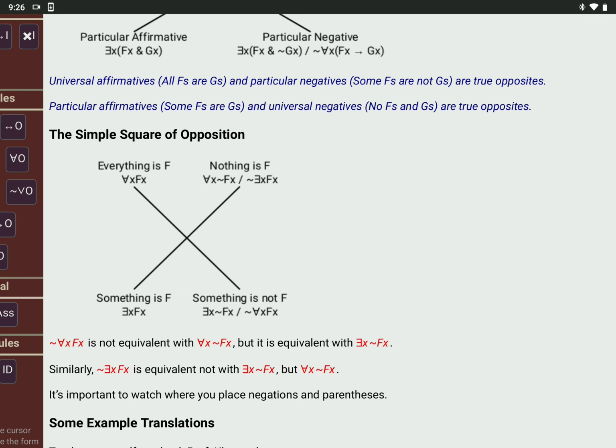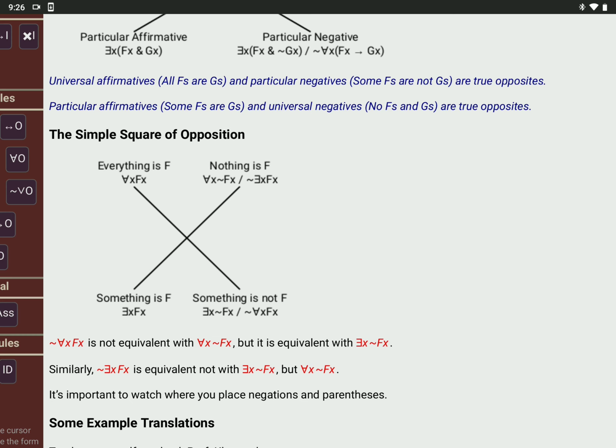But "for all x, not Fx" does mean the same thing as "it's not true that there is an x, Fx." So if you move the negation to the other side of the quantifier and replace it with the other quantifier, then they are equivalent. So "not for all x, Fx" isn't equivalent with "for all x, not Fx," but it is equivalent with "there is an x, not Fx."